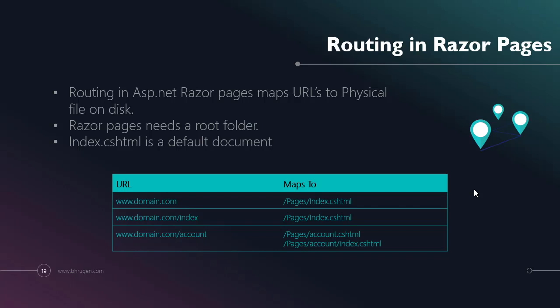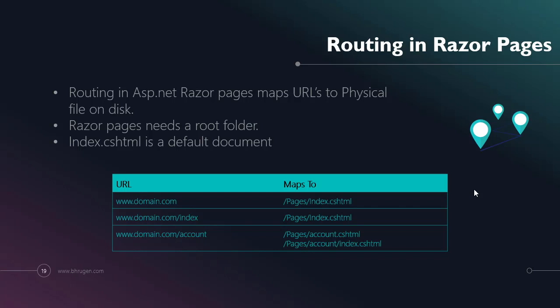In the second example, we have www.domain.com/index. Again, in this, it will look for the same index page inside the pages folder because we have explicitly defined the index page. Finally, we have www.domain.com/account. Now here it has two ways to find the page. First, it will try to find inside the pages folder.